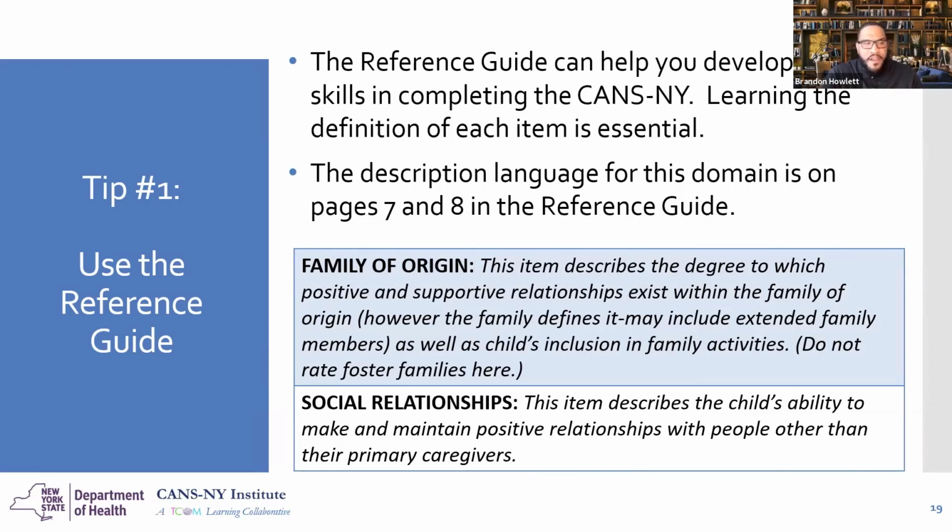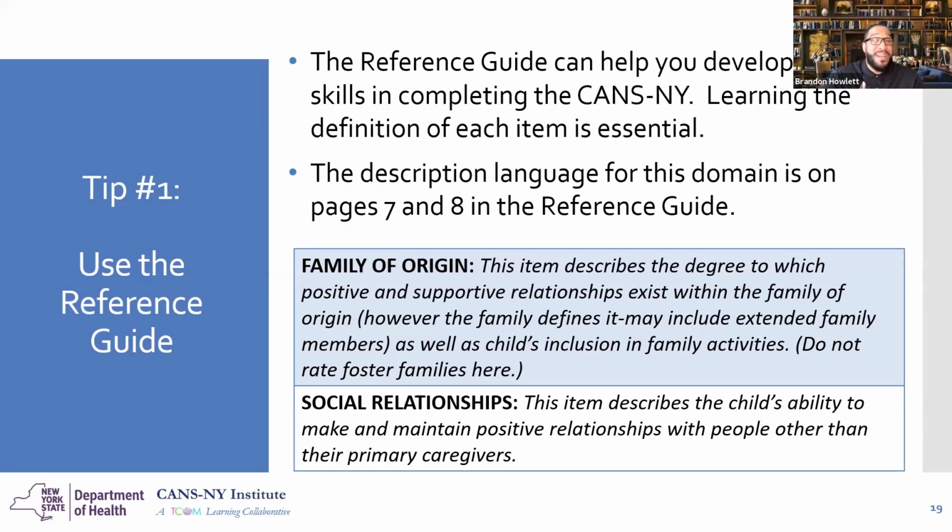If you look in the blue box there, family of origin. Now you might have your own definition of what family of origin is. You might have your own definition of what social relationships is, right? But keep in mind, family of origin with regard to this particular definition is based on however the family defines it. So this could be a kinship family, this could be an aunt, an uncle, an adopted family.